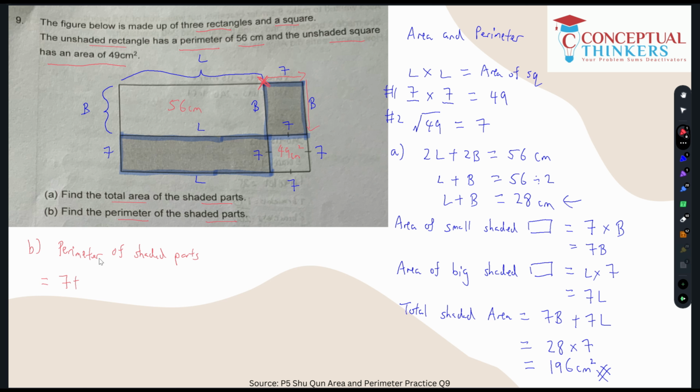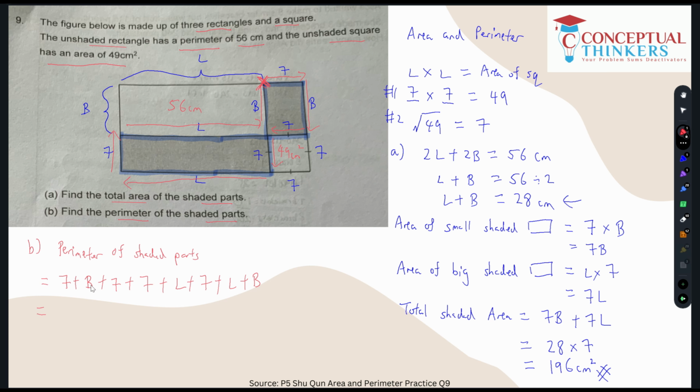I add in my B, then I add in my 7, add in another 7 plus L plus 7 plus another L, then plus B. So the addition of this will give me the perimeter of the shaded part.